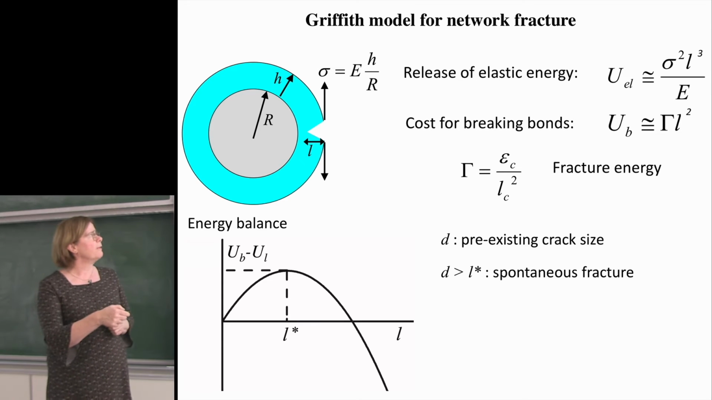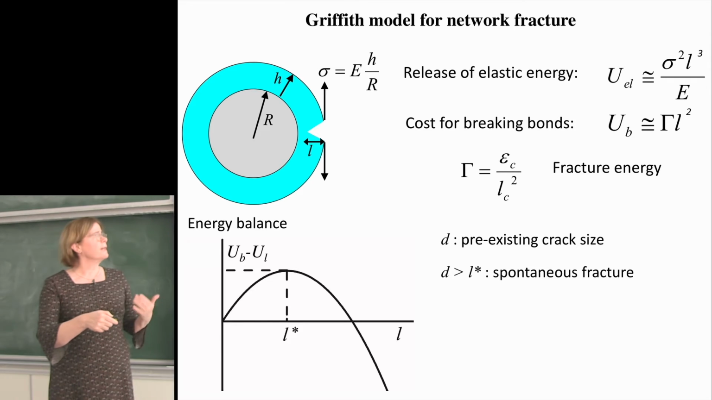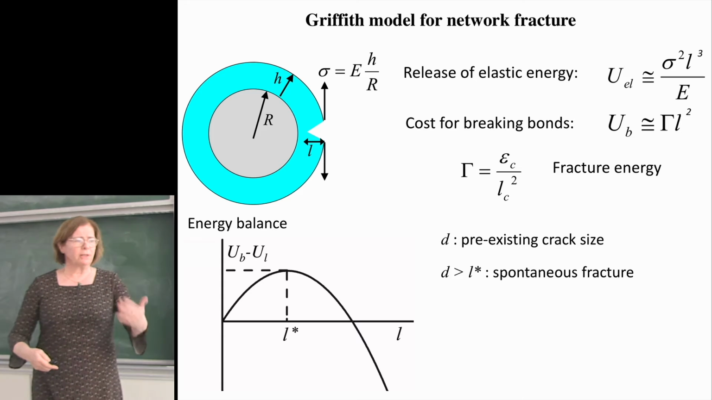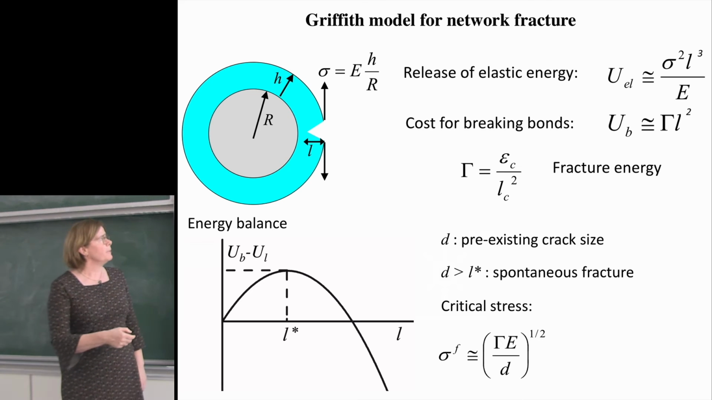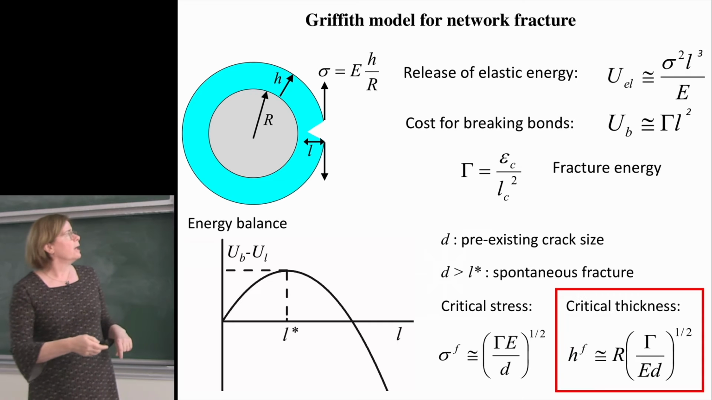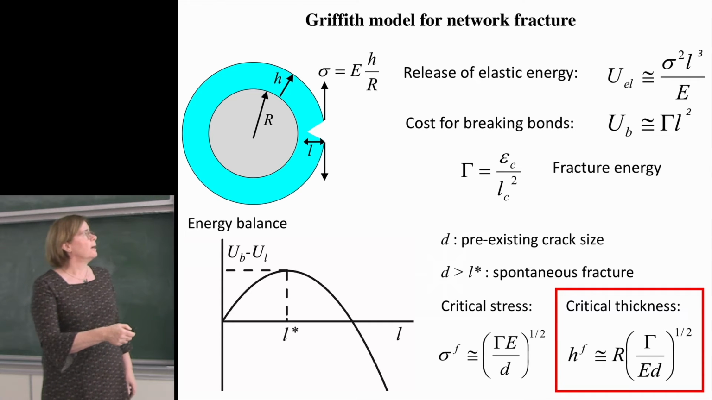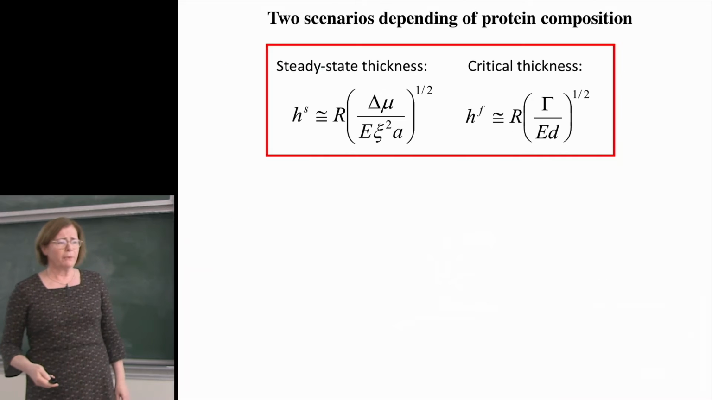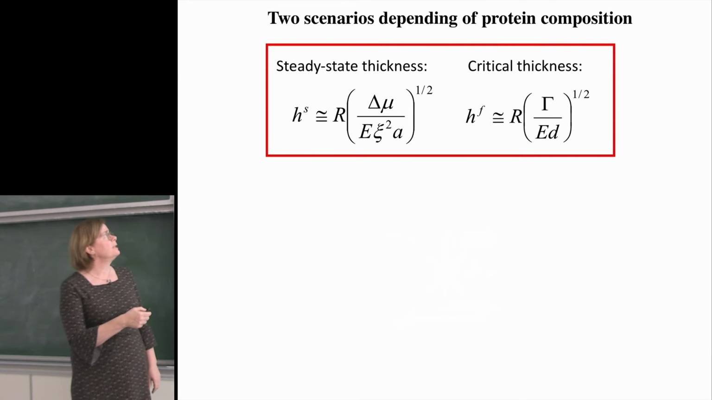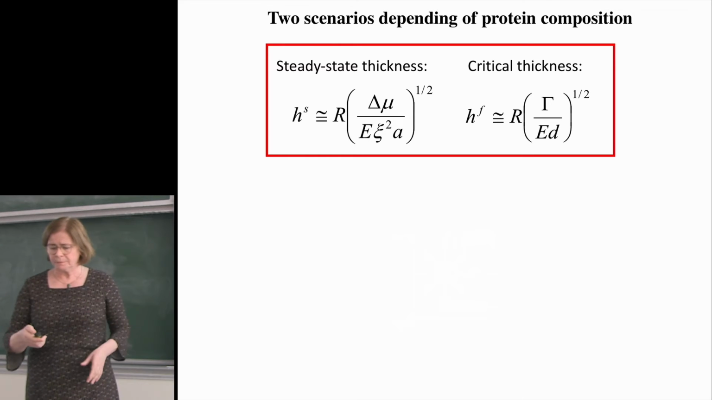So if we have a pre-existing crack size, and this crack size is larger than L star, we will generate a fracture. And then we have a critical stress at which it will fracture, which will correspond to a critical thickness at which the system will fracture. So the question now is, how is the steady state thickness compared to this critical thickness of breakage?